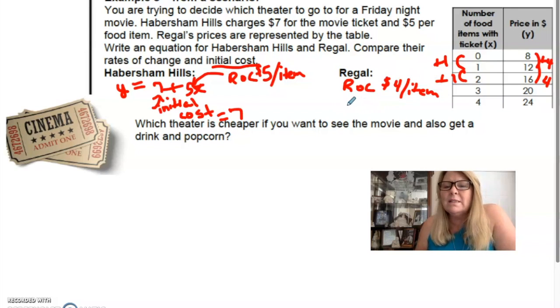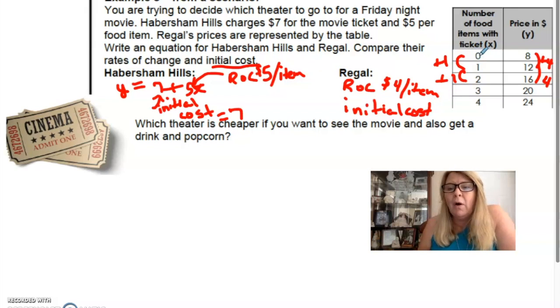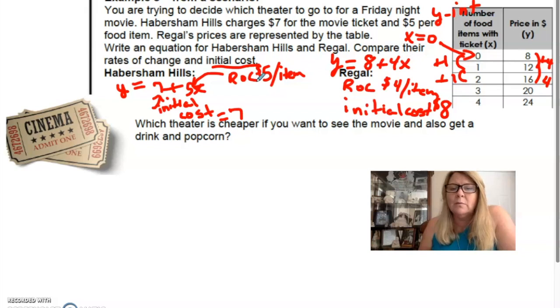And then, what was its initial cost? Well, that would be what the ticket was. The initial cost would be how much I spent before I bought any food items. Well, that would be where x is equal to 0. The y-intercept is where x is equal to 0. So the initial cost was $8 for the initial ticket. So if I wanted to write my equation for this one, it would be y is equal to $8 plus $4 per food item.